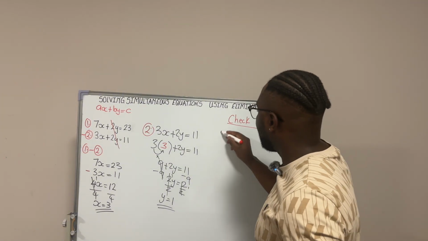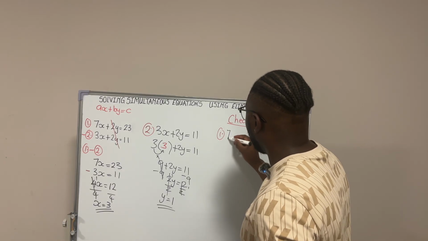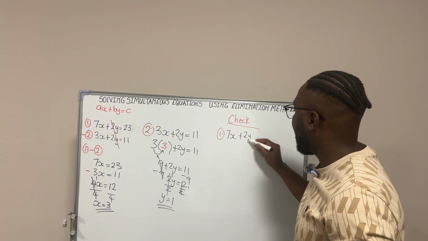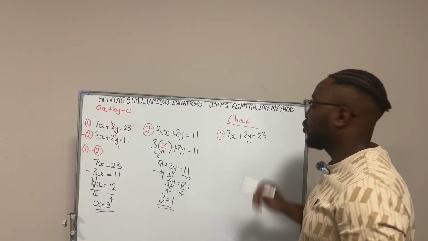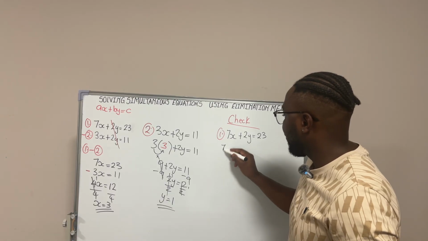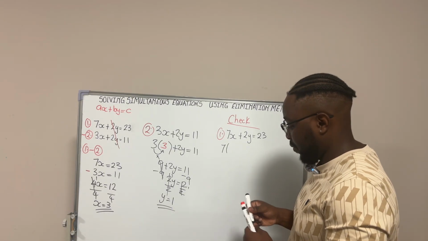Yes, let's start with equation number 1, our first equation. And our first equation is what? 7x plus 2y equal to 23. All right. Okay, so let us substitute. So we have our 7 there. And what's our value of x? 3.